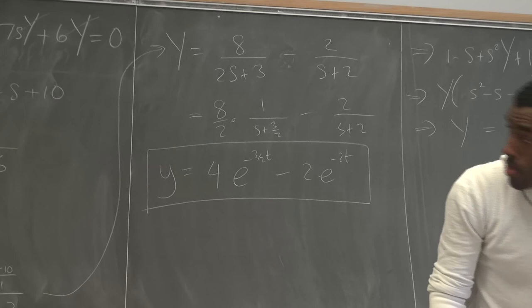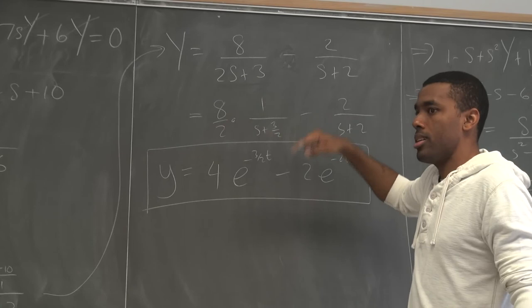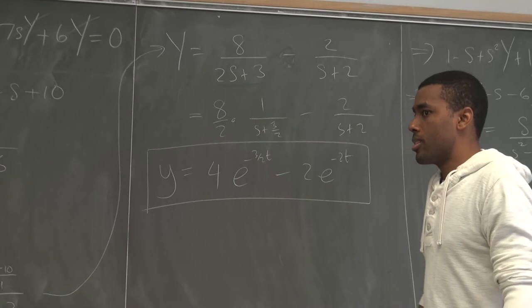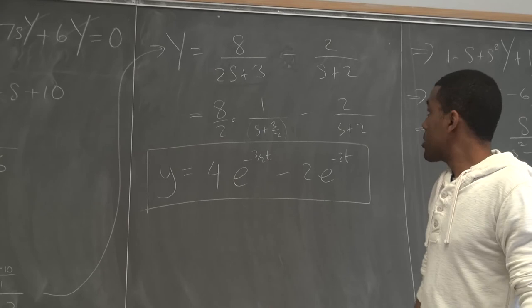You have to write it to look like something. So if you see something like this, a linear function in the bottom, you have to write it to look like s minus 8, right? So if your s has a coefficient, you factor out the coefficient. So if I factor a 2 from the bottom, that's the result. And so on and so forth.